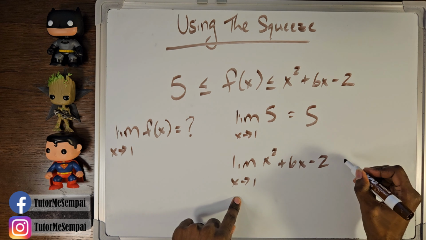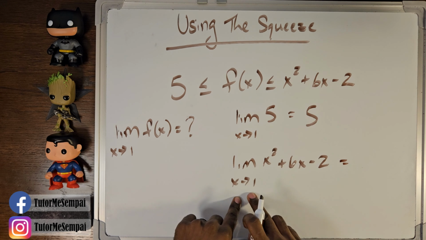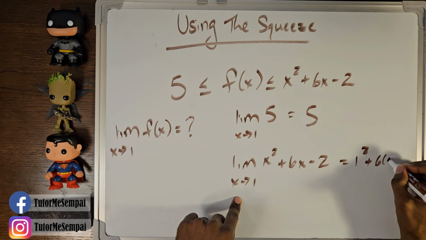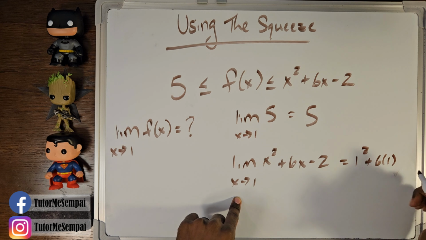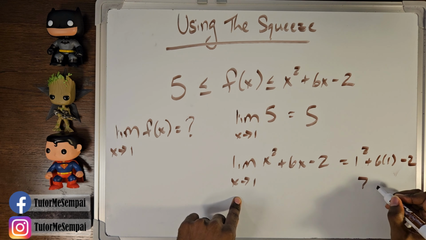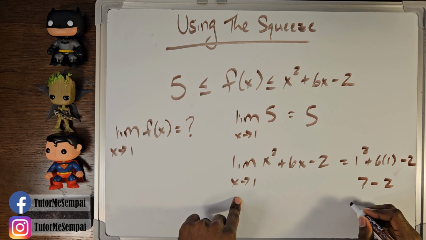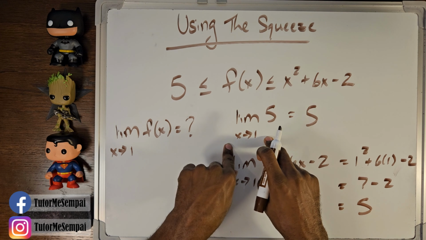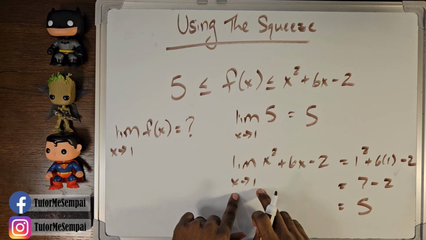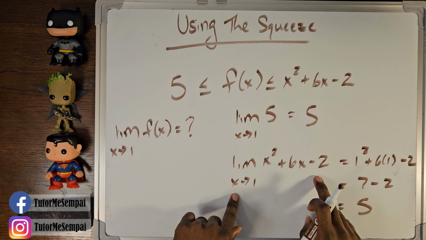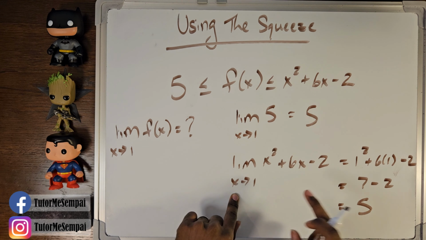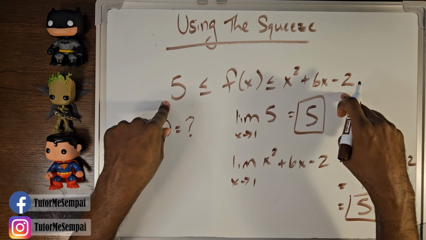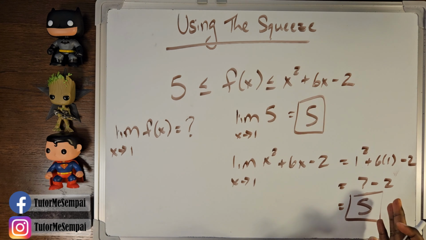And we know this is going to be plugging in our 1 everywhere there's an x. So we have 1 squared plus 6 times 1 minus 2. And this is going to be 7 minus 2, which equals 5. So the limit of 5, we know to be 5, the limit of x squared plus 6x minus 2 as x goes to 1 happens to be 5 as well. So the limit of our bounds are both 5.